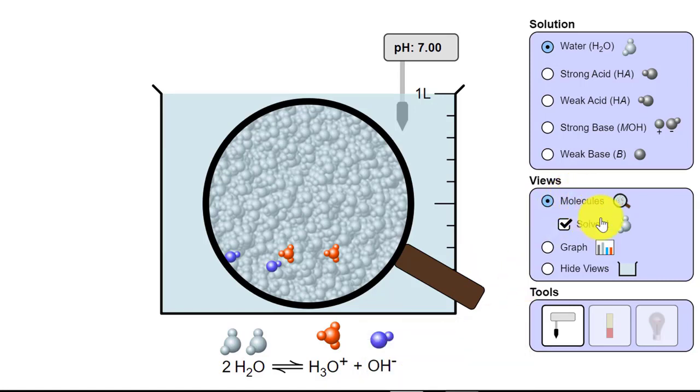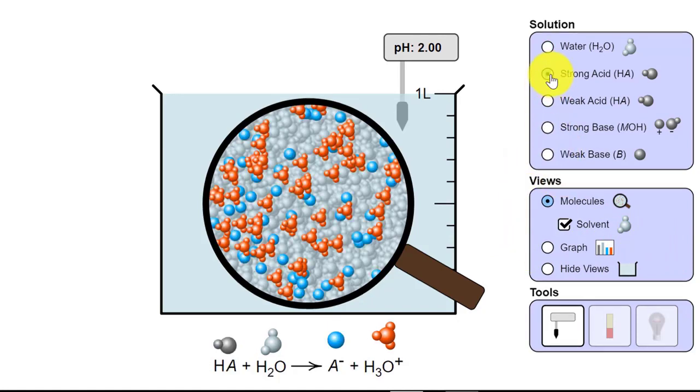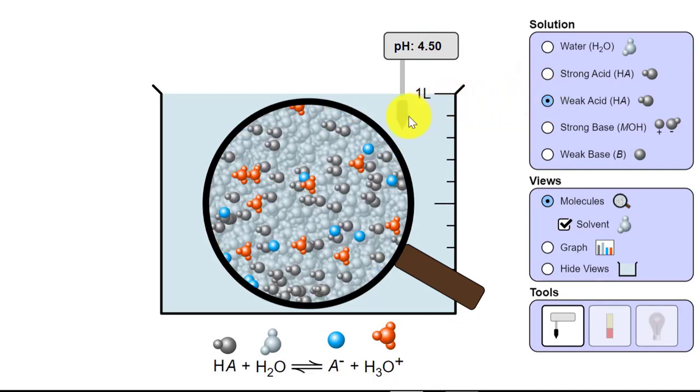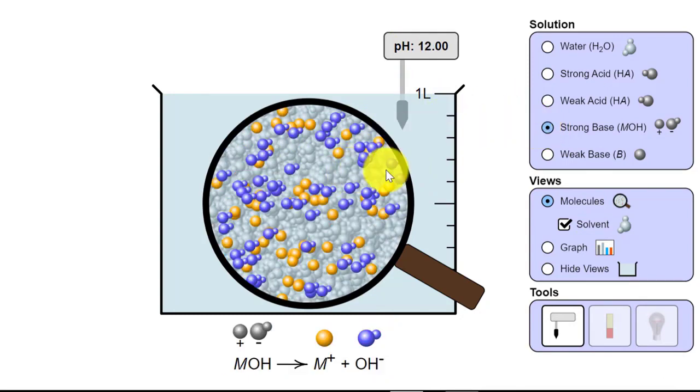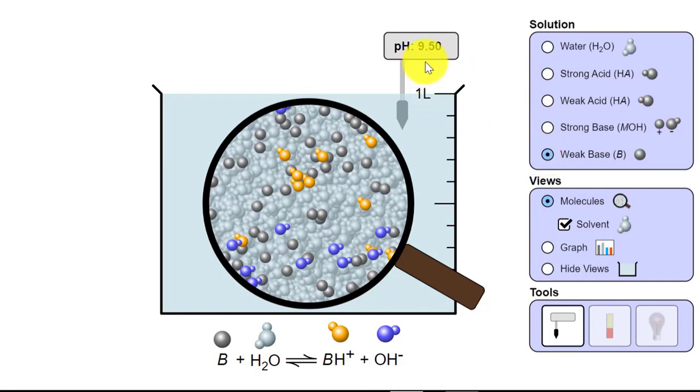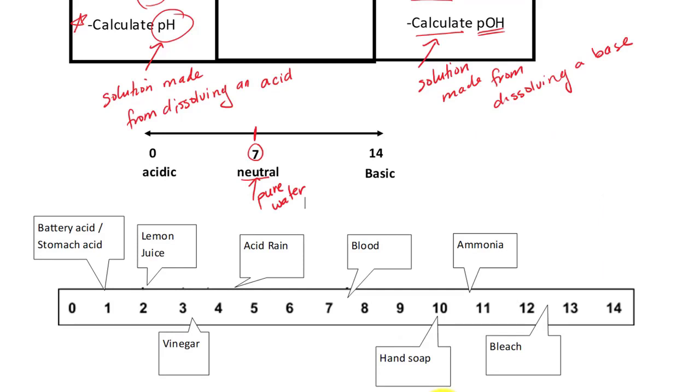Now let's look at an acidic solution. Are you ready? Let's look at a strong acid solution. Look what happened to the pH. It has a pH of 2. Let's look at the weak acid solution. Of course, the pH is now higher. And let's look at the base before we move on. Look at a strong base. Look at that, the pH is really, really high. But if we look at a weak base, now it's going down.